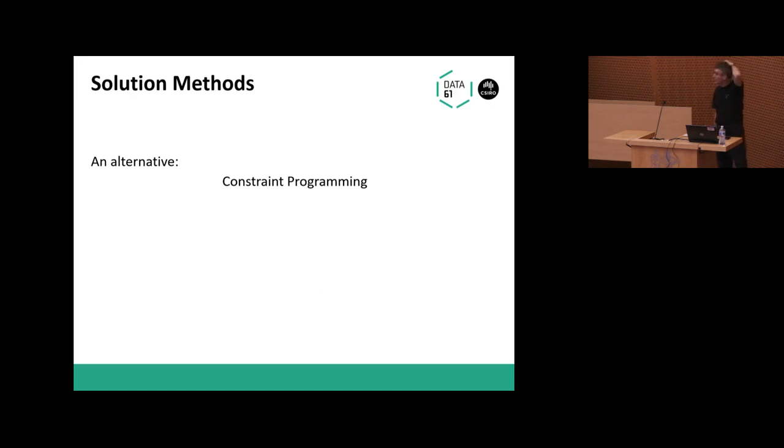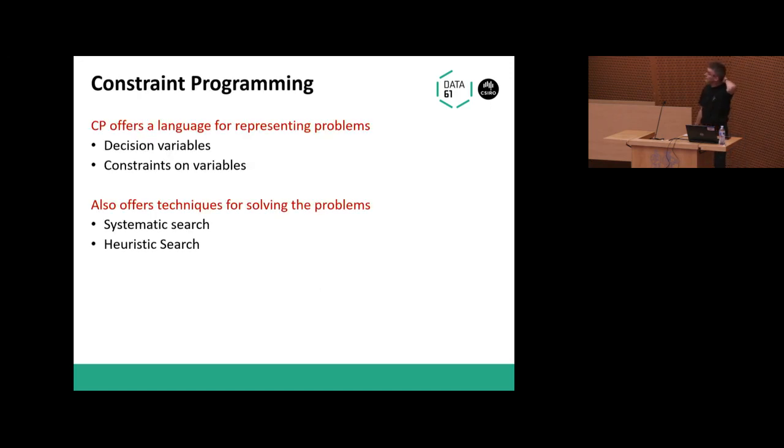So the alternative is to use constraint programming. For those of you who have come across CP, how many have? Okay, so we'll just do a quick CP 101. It offers a nice language to represent your problem, simply in terms of the decision variables and the constraints on those variables. It offers systematic search and also heuristic search.